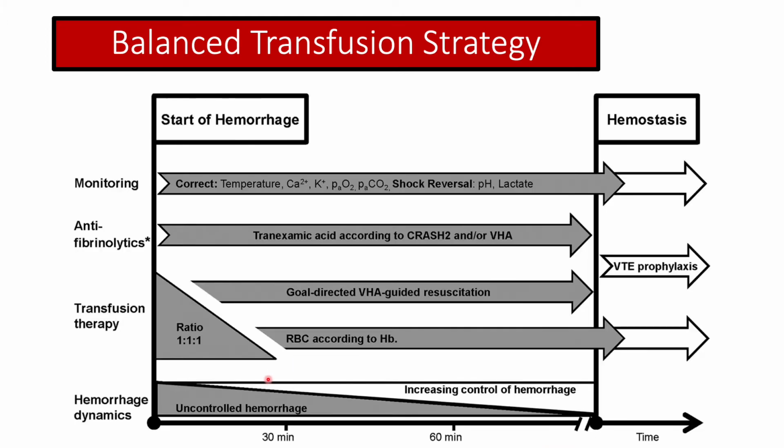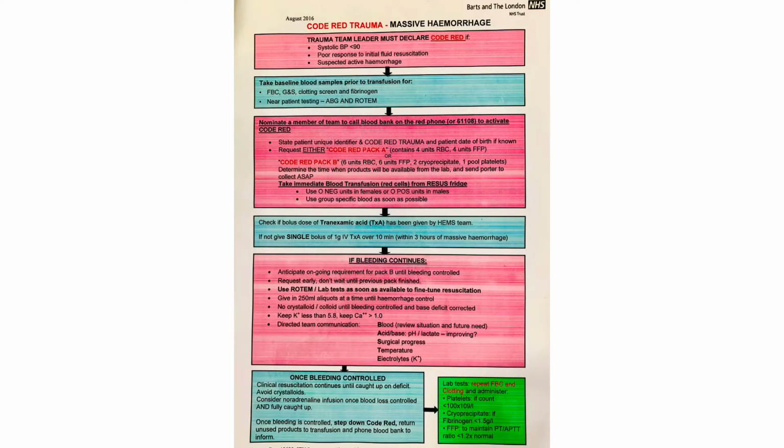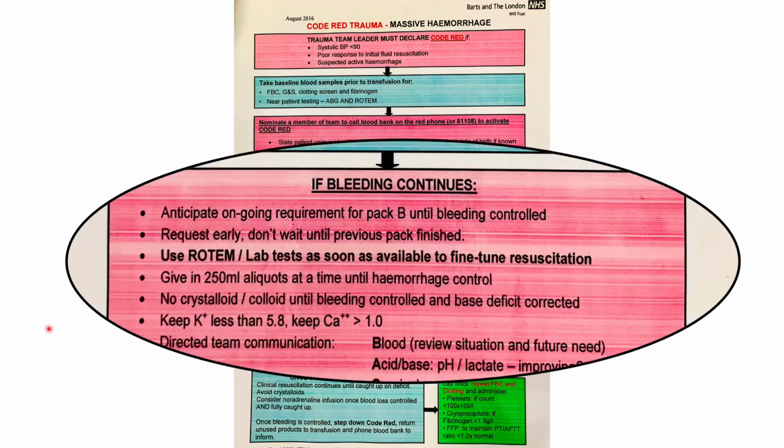This diagram will give you a better idea on how to institute a balanced transfusion strategy in a bleeding patient. During the initial phase, administer blood in a fixed ratio of 1:1:1. Once you obtain your coagulation parameters, change to a goal-directed transfusion as soon as possible. This is a massive hemorrhage protocol used in one of the leading trauma centers in the UK. They also highlighted the importance of using coagulation parameters to guide transfusion as soon as it becomes available.